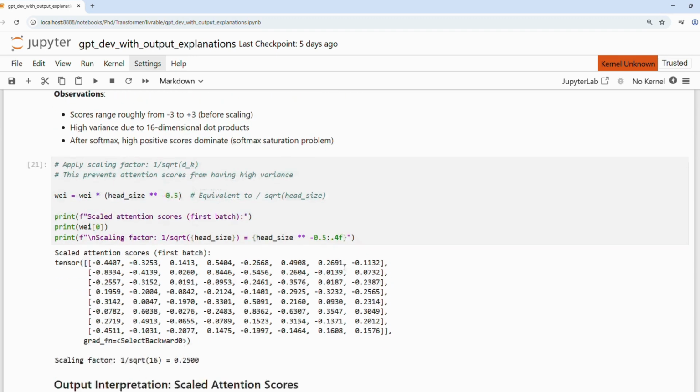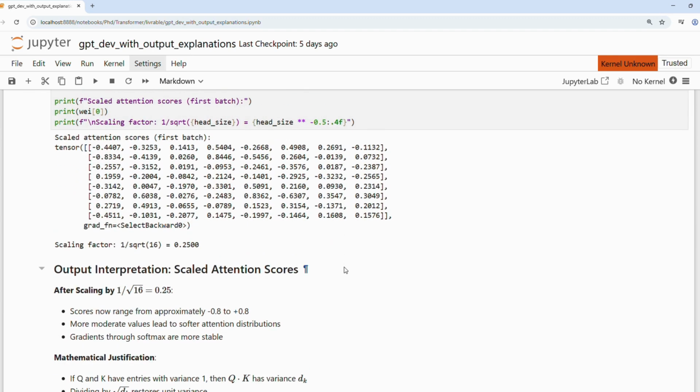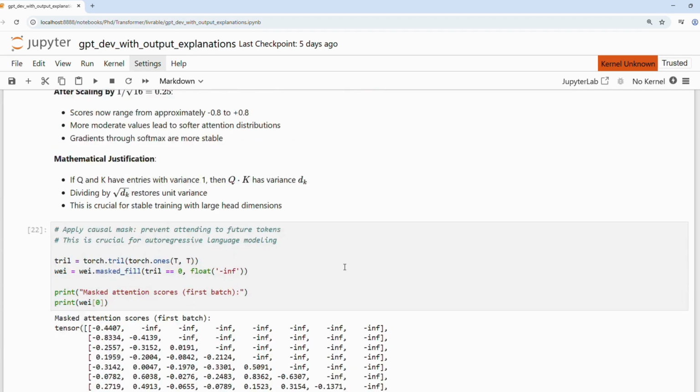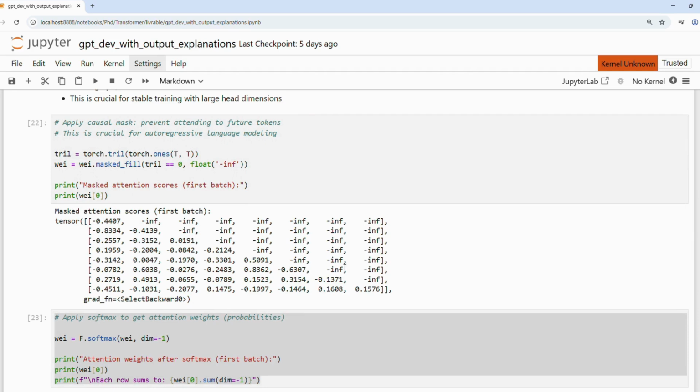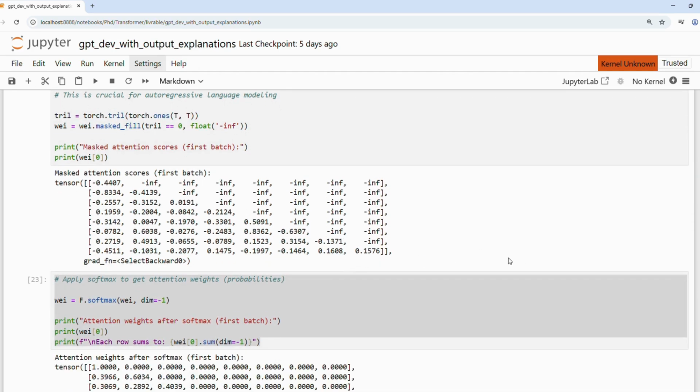Finally, we multiply these weights by the value matrix. The output for each position is a weighted combination of the value vectors from all positions it attends to. Each token has now gathered information from its relevant context, and it learned which context is relevant through training.